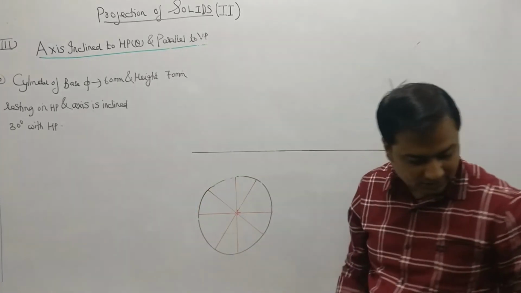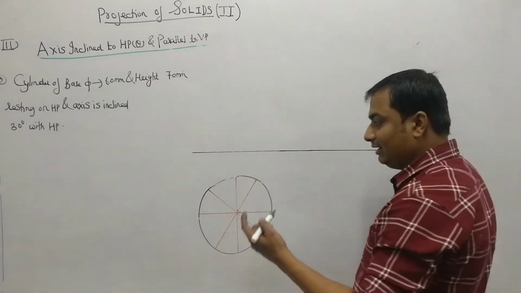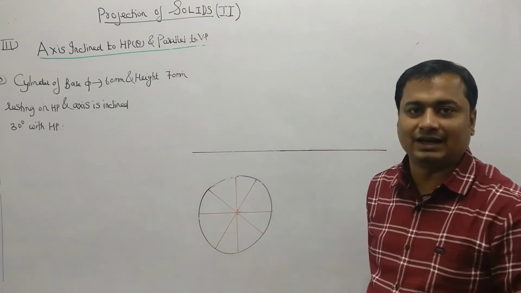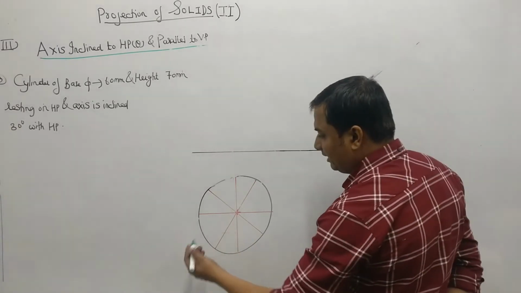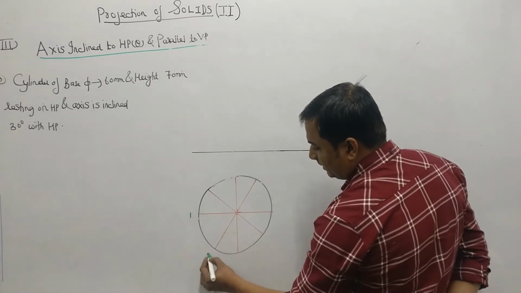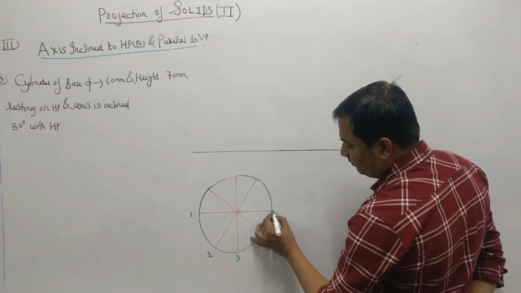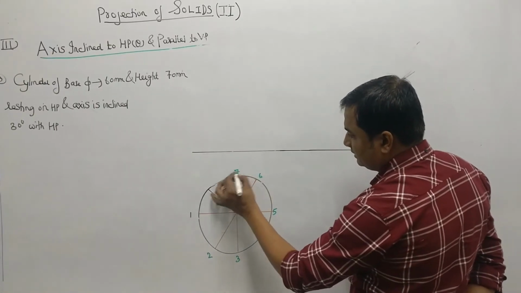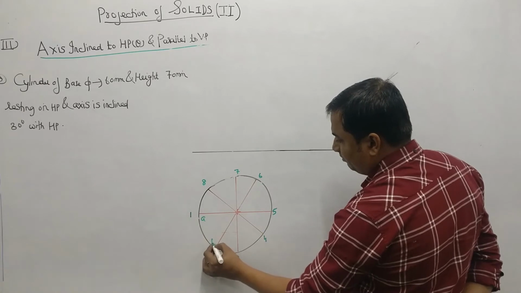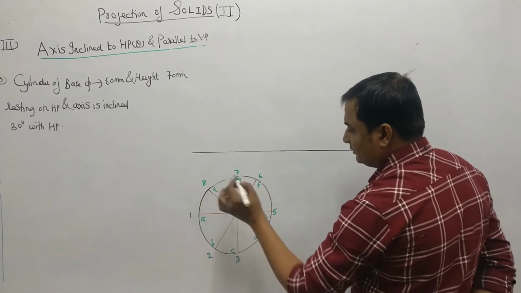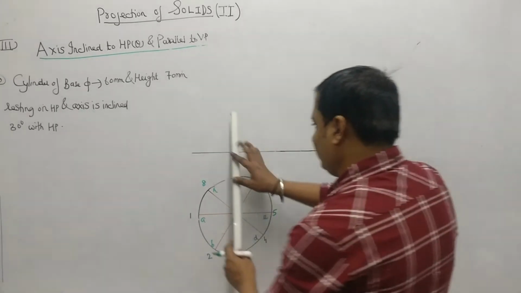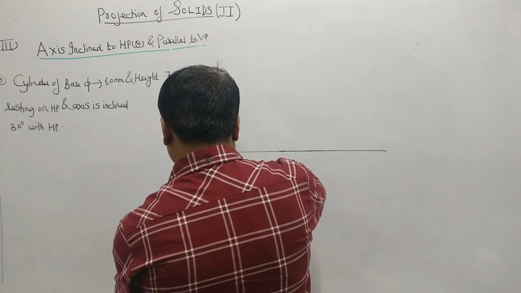So this is my 8 equal parts. The naming should be double naming because this is a cylinder and the circle will be at the top and at the base both. So you have to do the double naming. So this is my, suppose, 1, 2, 3, 4, 5, 6, 7, 8. This is my A, B, C, D, E, F, G, and this is H. Okay, so you have to do the double naming in case of cylinder and in case of prism.